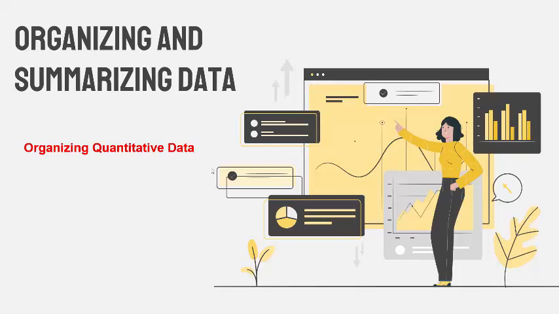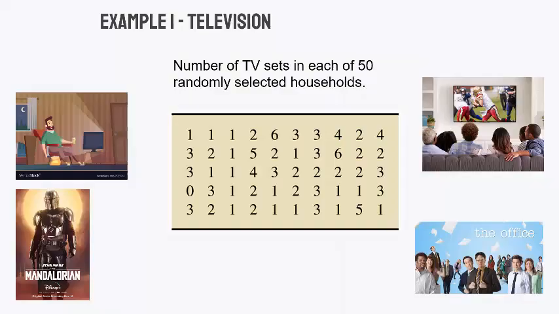In this lecture, we want to continue talking about organizing and summarizing data by moving into talking about organizing quantitative data. Now, in a previous lecture, we talked about how you organized qualitative data, which are categories. Quantitative data is numerical measures. There are two types of quantitative data: discrete, which are counts, and continuous, which are measurements. We'll talk about ways to handle both of those.